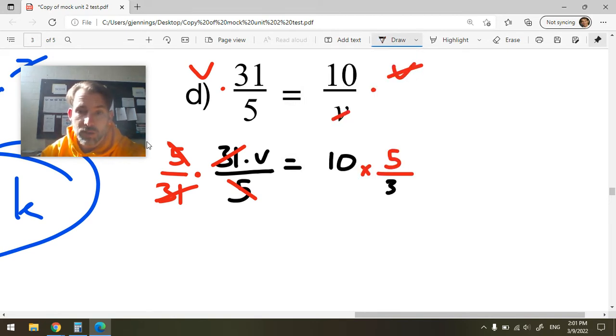So I have to multiply the same on both sides. v is equal to 10 times 5, which is 50, over 31. These don't share any factors, so that's done.